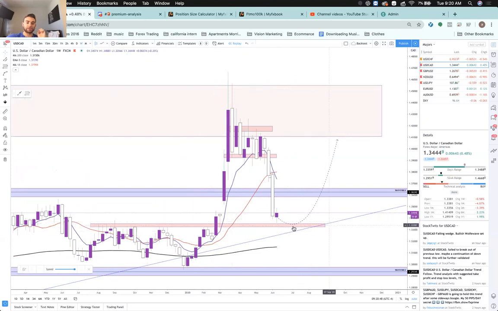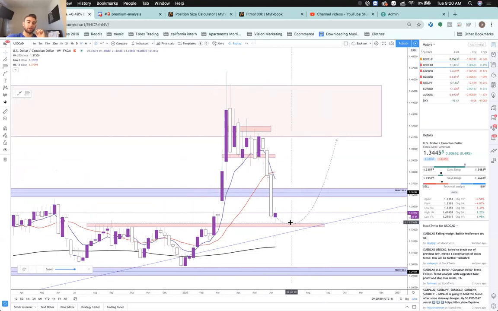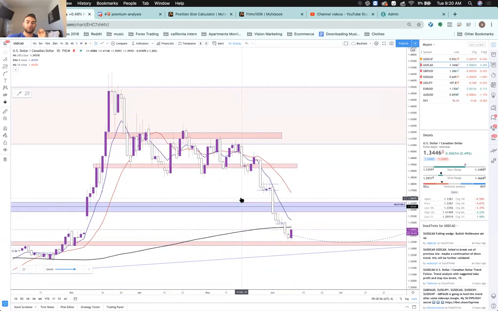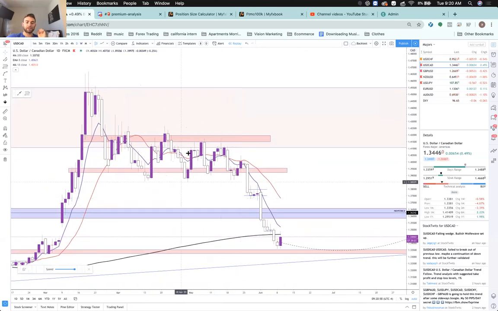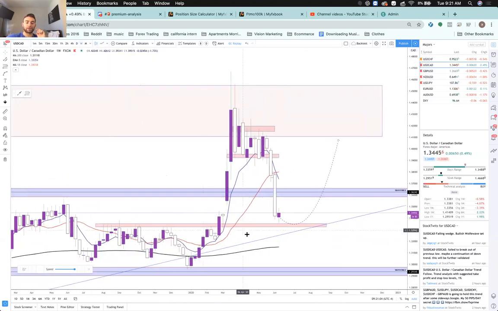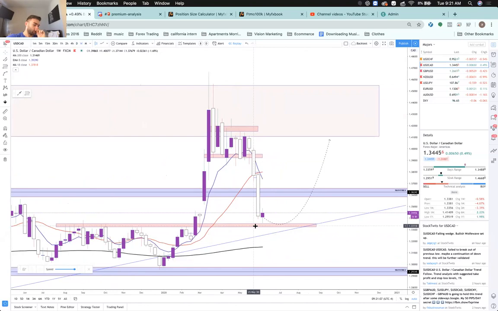This was resistance, now turned support. We got this trend line coming in. So I do expect some sort of consolidation around this level, all the way down to the daily. The daily time frame is very bearish, but I'm just using this weekly now. I'm bumping up to the weekly, and I'm saying weekly structure for me is bullish.